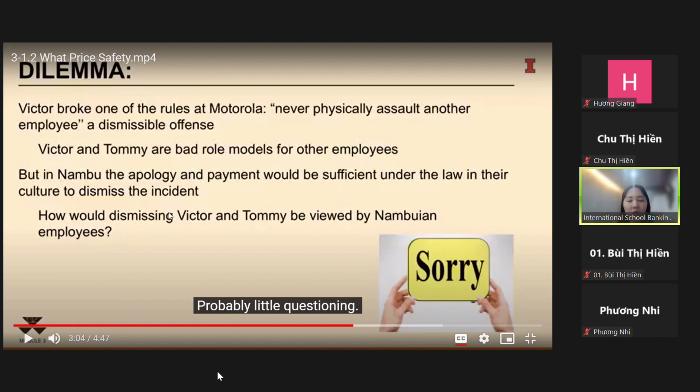So what is the firm going to do in this situation? Should they fire Victor and Tommy, lose two employees, and also have to pay money to them because you fire them? Or you can just follow the Nembu custom, the Nembu moral standard, and let them apologize to each other and make a payment for their mistake. But we also have to consider how other people will look at this case. Because if we forgive Victor and Tommy, maybe the Nembu employees won't respect the code of ethics of Motorola anymore. They will think that Motorola's code of ethics is way under our own culture, our own moral standards, so we don't have to care about it anymore.